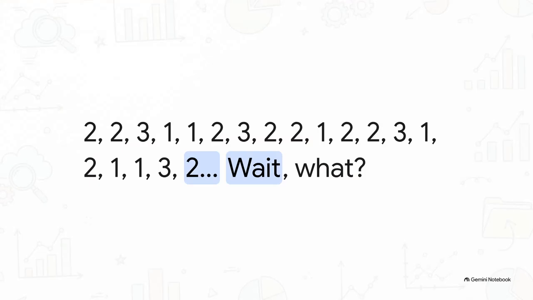Okay, imagine we survey 20 families in a neighborhood just to find out the number of children in each family. Our raw data looks exactly like this. 2, 2, 3, 1, 1, 2, 3, 2, 2, 1, 2, 2, 3, 1, 2, 1, 1, 3, 2, 2.